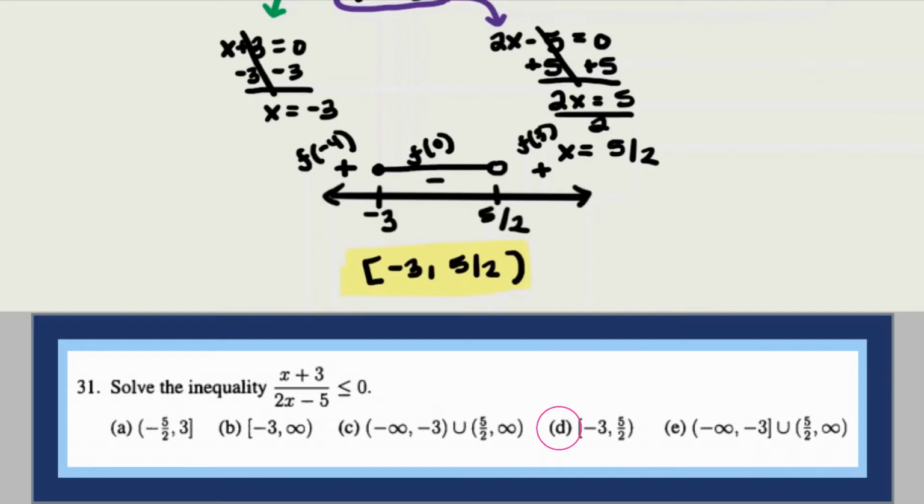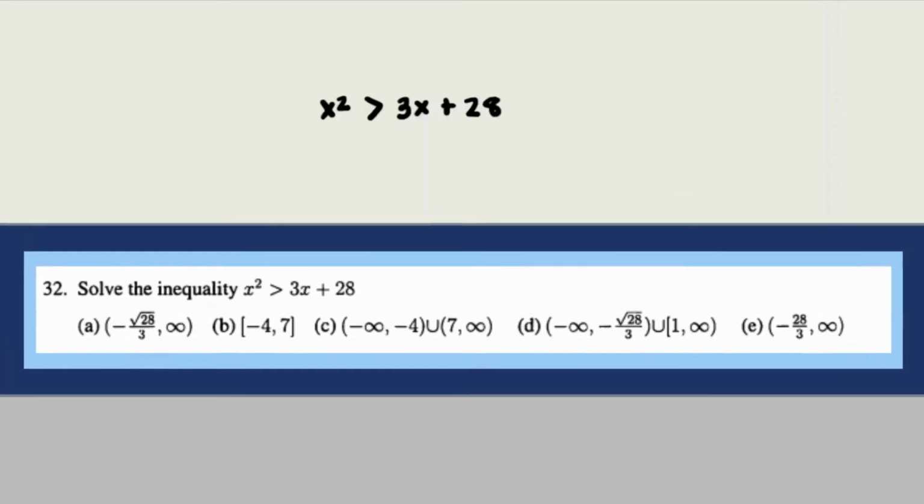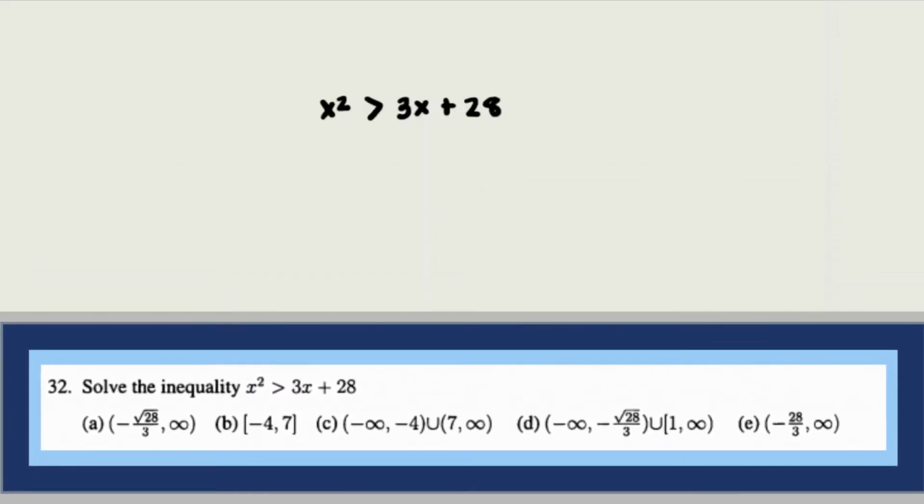And now we're going to move on to question number 32. Alright guys, so for question number 32, it says solve the inequality x squared greater than 3x plus 28. So I'm going to write this down real quick. Alright guys, so I wrote down this inequality. The first thing we're going to do is try to get all the numbers to one side. So what I'm going to do is subtract the 3x and the positive 28. So I'm going to do minus 3x and minus 28 on both sides.